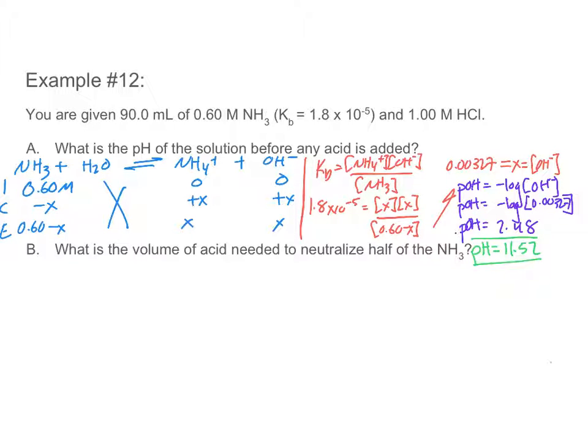Okay, now, B. It says, what is the volume of acid needed to neutralize half of the NH3. Well, let's see if this works out. So in this case, we're saying half of the NH3, right? What that tells me is that if I take 90 divided by 2, that's 45, right? There is a part D. Oh my goodness. Okay? So we're gonna see how this works out.